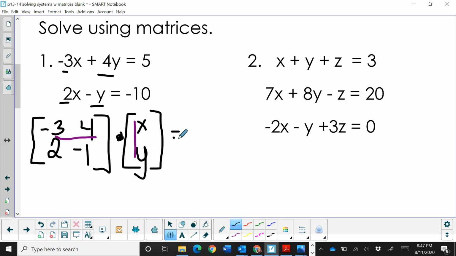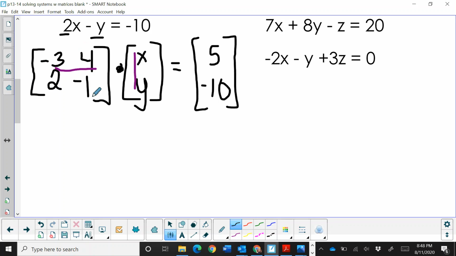Okay, just to show you. And that equals our solutions or our constants. And the constants are just another column. And that's going to be 5 and -10. Now, what we're going to do from here is multiply the inverse matrix times both sides. So what we can do is find the inverse of this matrix.